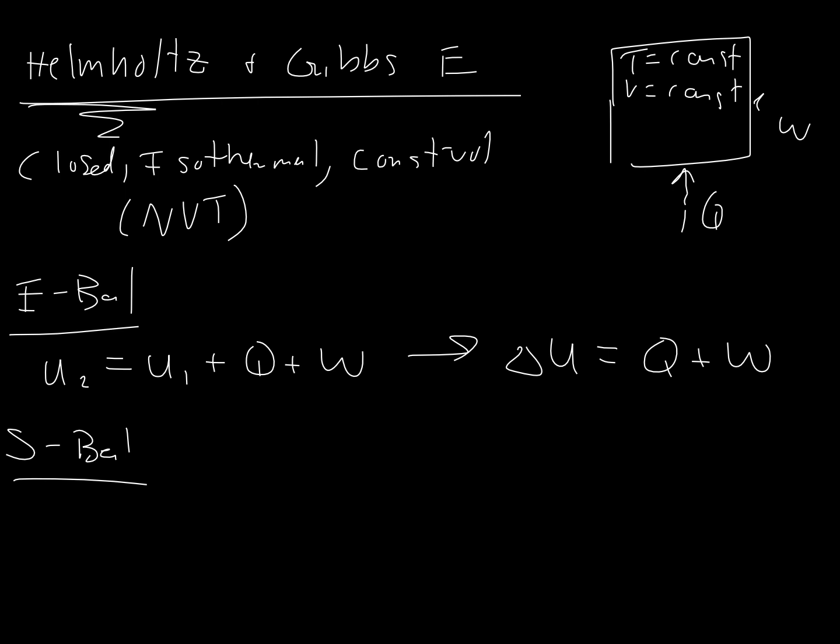In this case, we'll just jump ahead again and say that delta S is equal to Q over T plus S gen, in which case S gen is the total amount of entropy generated, not the rate of entropy generation. So for starters, we're going to assume that there is no entropy being generated, just to make things a little bit easier on us. This is a reversible process, which means it happens infinitesimally slow.